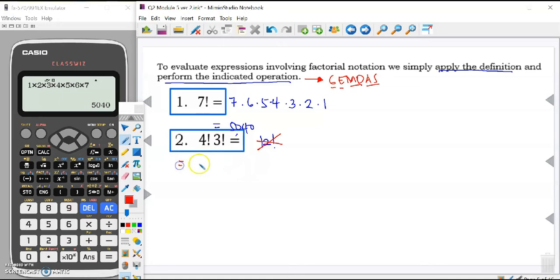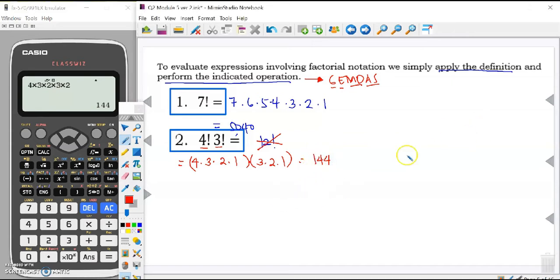Exactly. When we apply the definition, that would be 4 times 3 times 2 times 1. That's for the 4 factorial. And for the 3 factorial, times 3 times 2 times 1. You can put it in parentheses if you want to. That will do. Or you can just multiply everything as it is. So if we multiply 4 times 3 times 2 times 1 times 3 times 2 times 1, the answer is 144.